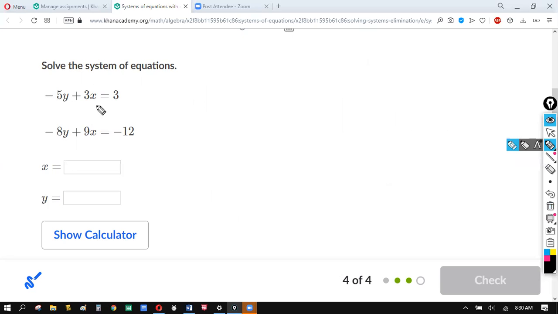So again, well, this one's better. See, we have a 3 and a 9. So I know if I multiply the top one by 3, I'm going to get a 9x and a 9x. Okay, so let's just do that. Multiply the top one by 3. And of course, that 3 is multiplied on both sides, so it has to get distributed.